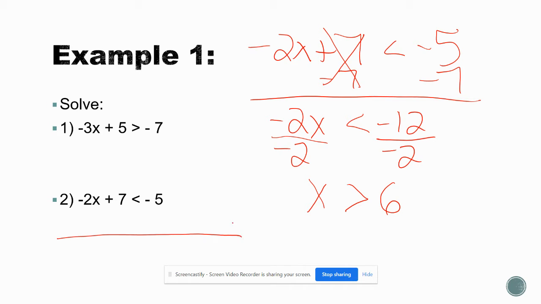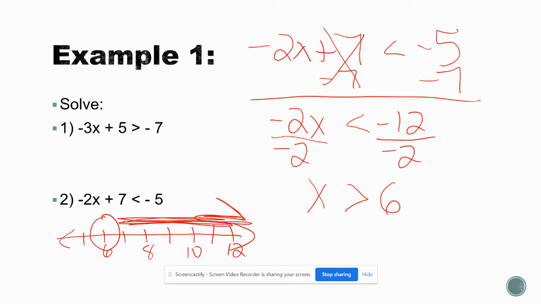So if we're graphing this on a number line, we again have an open circle at 6 because this is not equal to, and the numbers greater than 6 are over here to the right. If we're using interval notation, we use the 6, and then over here on the right side we have positive infinity. This is not equal to, so we put parentheses around it.